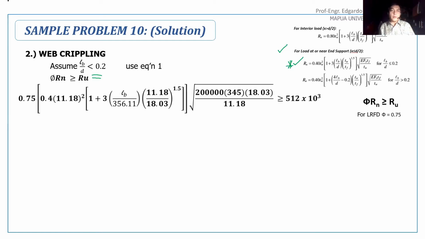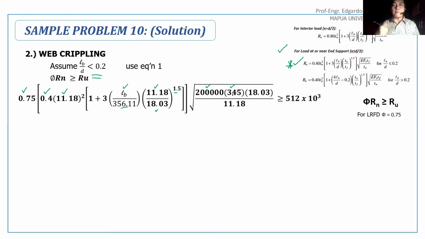So substituting values in the equation. Again, the resistance factor for web crippling is 0.75. Tapos yung Rn natin is using the formula 0.4 thickness of the web squared, then 1 plus 3 LB over D, this is D, times thickness of the web divided by thickness of the flange, raised to 1.5, then everything multiplied by the square root of the elasticity, 200,000. Fy, take note, yung Fy na ginagamit natin dito is yung Fy ng beam. Kasi we are considering web crippling.